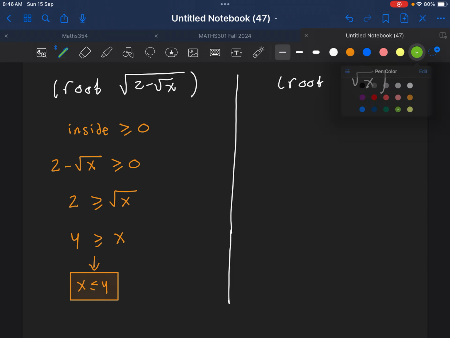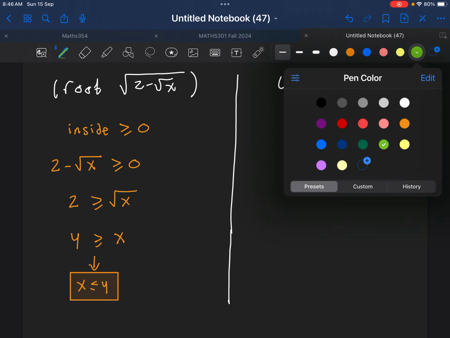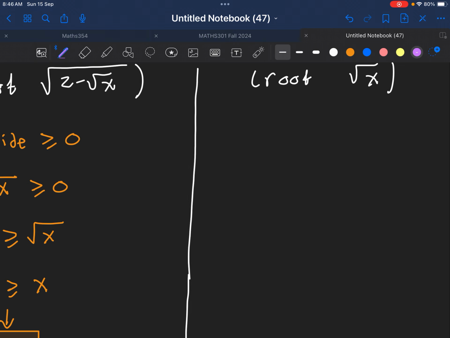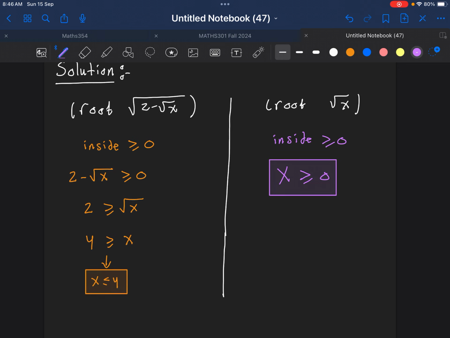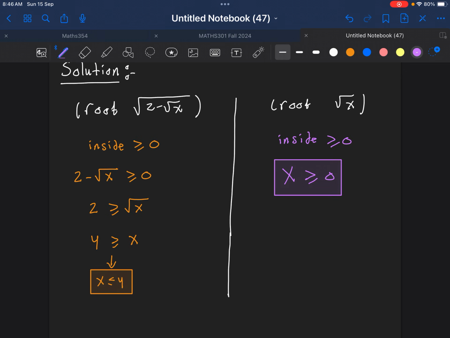Now for the second part, which let me do in purple. Well, we have only inside must be greater than or equal to 0. And what is inside greater than or equal to 0? It is actually x greater than or equal to 0. And that's the only thing I have. So on this side, I have x greater than or equal to 0. On this side, I'm saying x is less than or equal to 4.